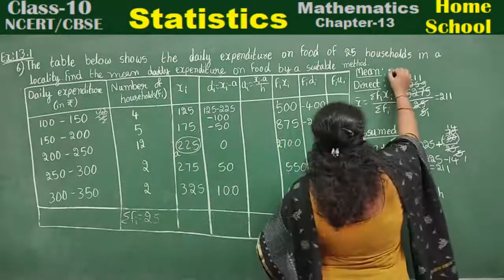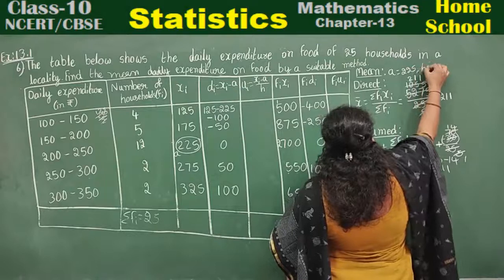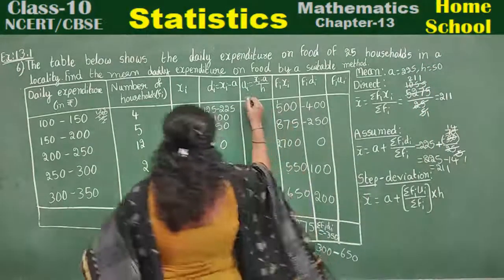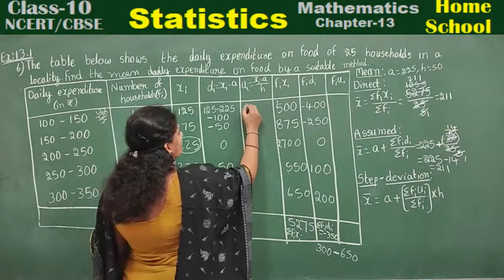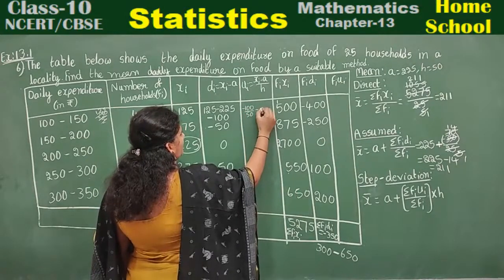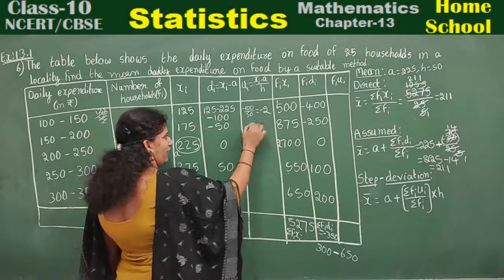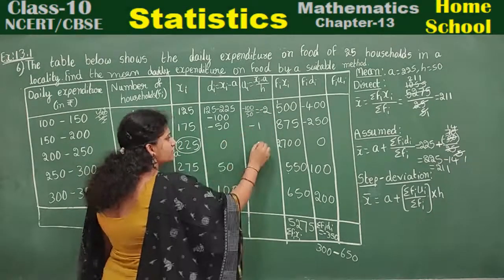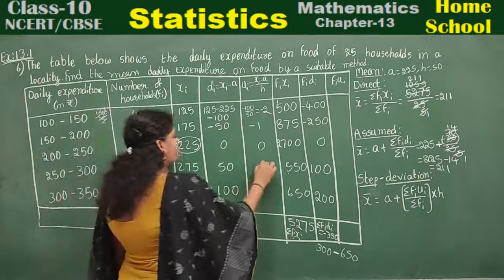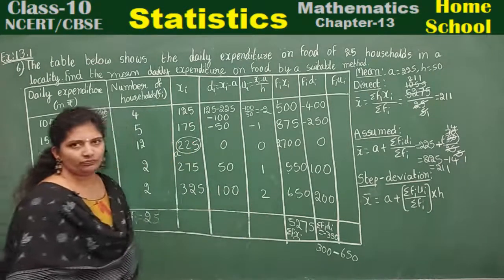Here, a is equal to 225. H is equal to 50. Xi minus a, minus 100 by 50. It will be minus 2. Minus 50 by 50, minus 1. 0 by 50, 0. 50 by 50, 1. 100 by 50, 2.